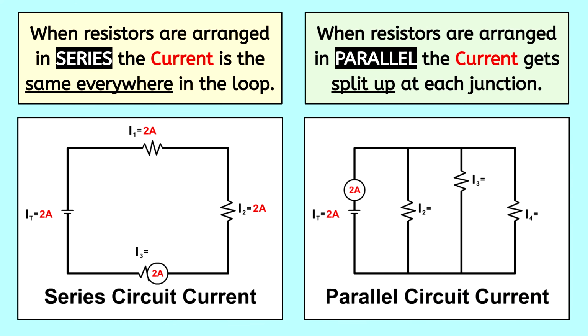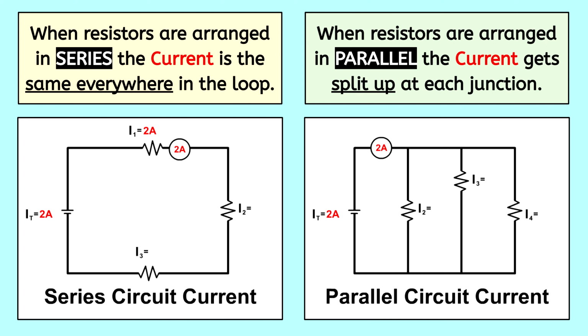Here's the rule for parallel circuits and how current works in those. This is pretty complicated by comparison. The rule goes, when resistors are arranged in parallel, the current gets split up at each junction. We can see that happening here, where the current goes from the full 2 amps of current, and it splits into 1 amp and 1 amp, and then even further on in the circuit, one of those units of 1 amp of flow splits again into 0.5 and 0.5.